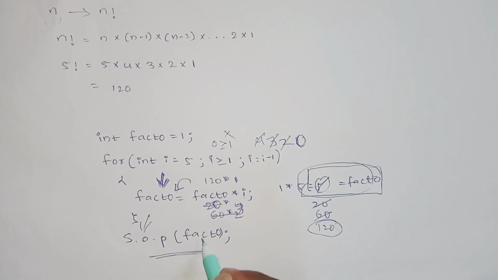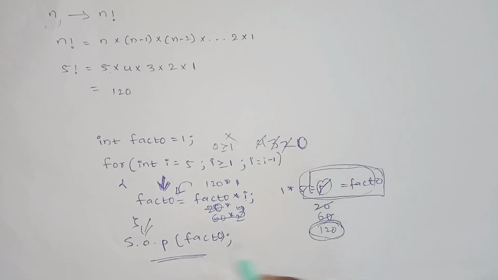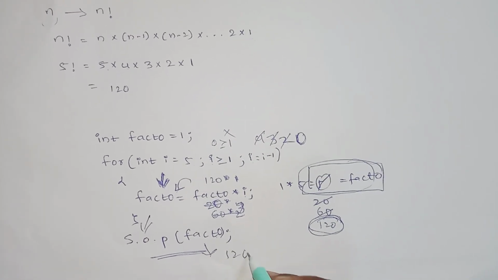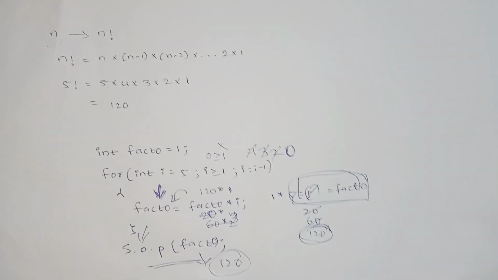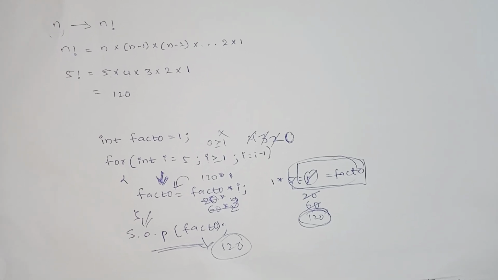So here it prints the facto value. We have facto value as 120. So it prints the output as 120. So this is how we need to write the code that determines the factorial of a number.